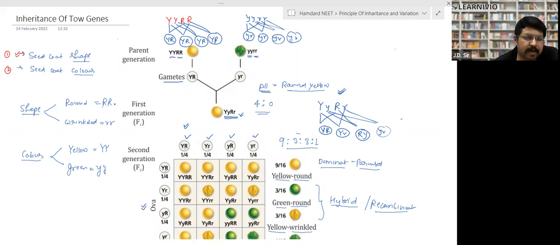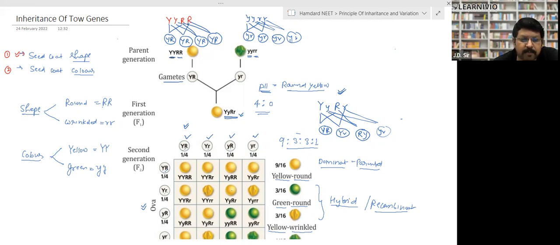For round, I have taken capital R; for wrinkled, small r. For yellow, I have taken capital Y; for green, small y. Now we are taking the parental generation. The first plant, the parental generation, is capital Y, meaning yellow, and RR, meaning round. So the first parent has the characteristics yellow and round. Then the other parent is green and wrinkled.